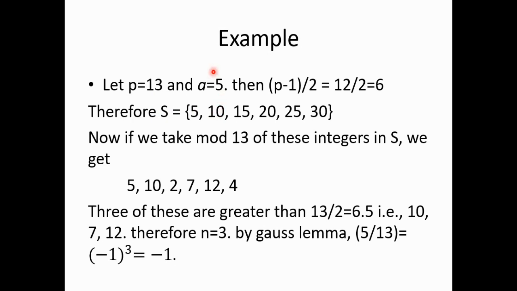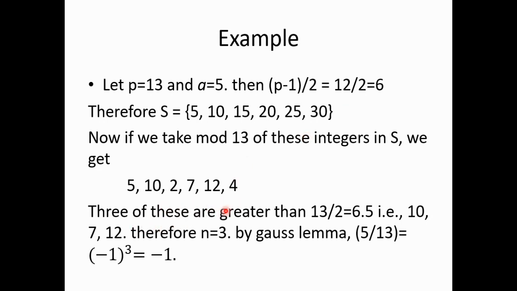p is 13 again, a is 5, then (p minus 1) upon 2 will be 12 upon 2, which is 6. Therefore, the set S is a, 2a, that is 5, 5 into 2, 5 into 3, 5 into 4, 5 into 5, 5 into 6, up to a into (p minus 1) upon 2, that is up to 30. Now, let us take modulo 13 of these integers. Then 5 modulo 13 is 5, 10 modulo 13 is 10, 15 modulo 13 is 2, 20 modulo 13 is 7, 25 modulo 13 is 12, and 30 modulo 13 is 4.